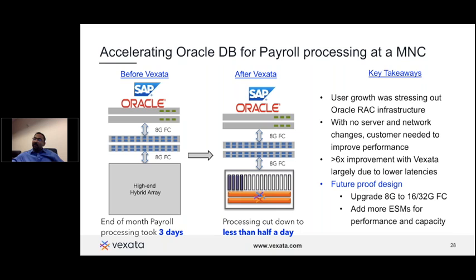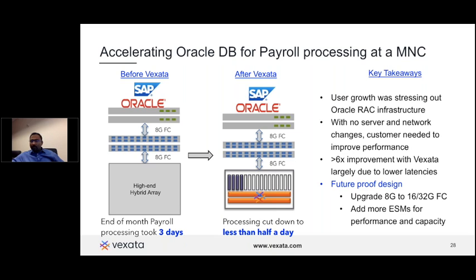So they were seeing very high latencies, and all they did was put one of our smallest arrays into the mix. They didn't change anything else, and all of a sudden they saw the latencies come down by 6x, right? And interestingly, all they need to do is upgrade their network and add more ESMs if they need to get to even higher performance, or if they want to consolidate even more workloads. So this is an OLTP use case.